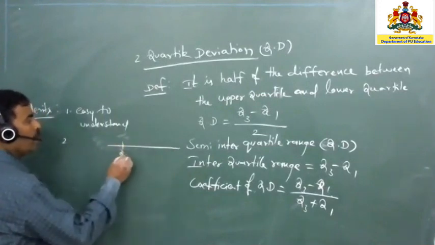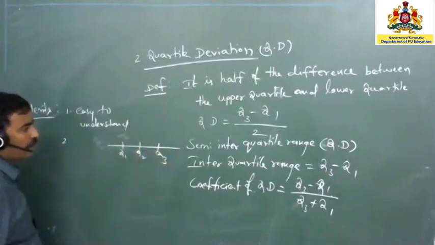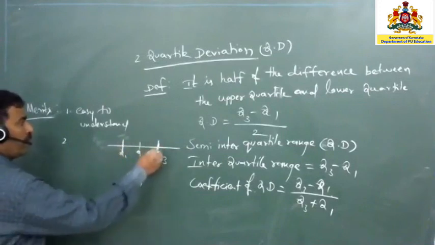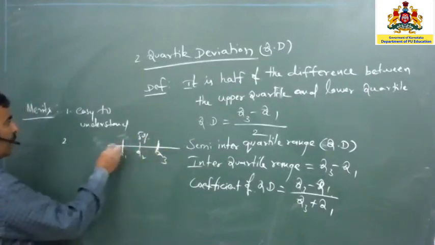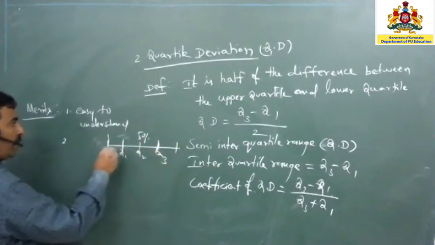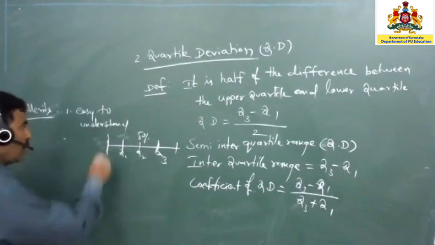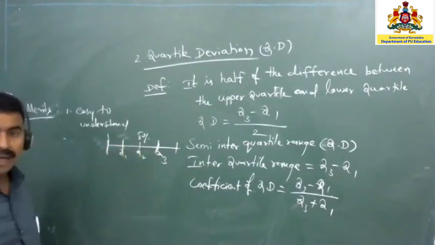Q1, Q2, Q3 divide the data into 4 parts. So it considers the middle 50% of observations, and the extreme values it will not consider. So it is not highly affected by the extreme values. Whatever the extreme value, it will not be considered in the calculation.